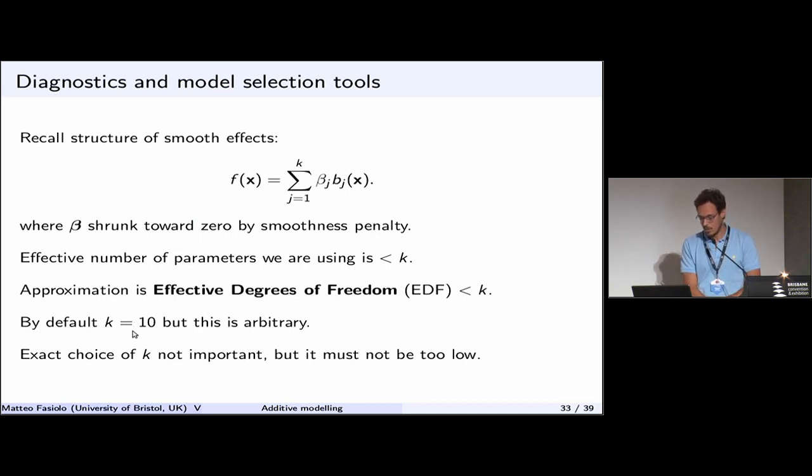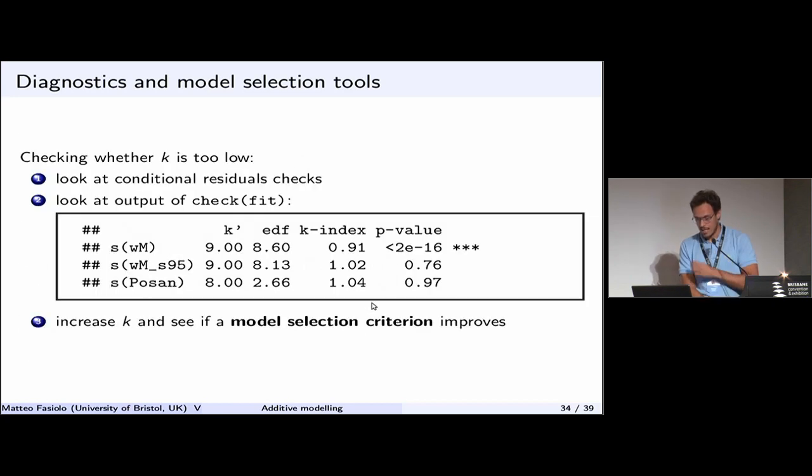So sometimes you would like to modify it, but luckily it's generally not necessary to get k exactly right. The important thing is that you don't set it too low, because if you set it too low, you will be limiting the maximum complexity of the effect you're fitting. So it's better to be wrong on the upper side. And there are some checks we can use to see whether k, the number of basis functions, is too low.